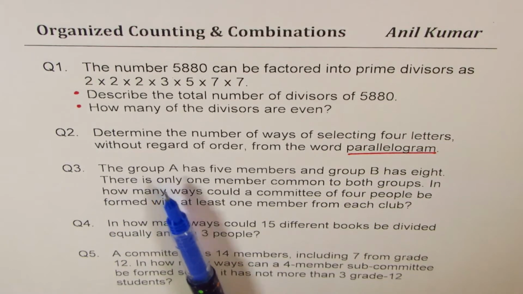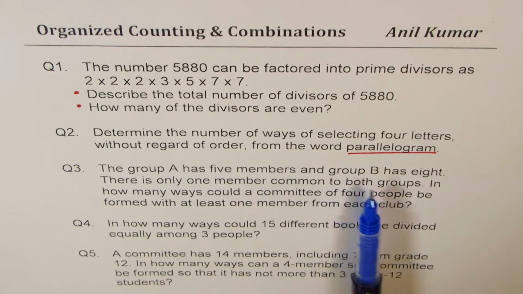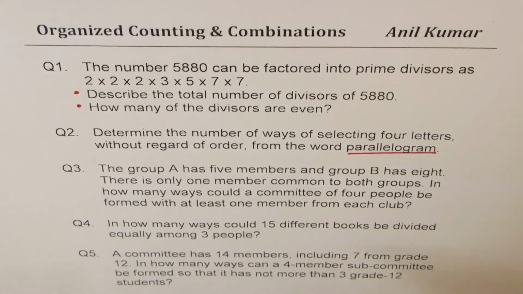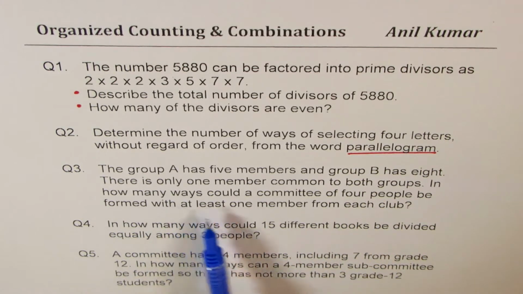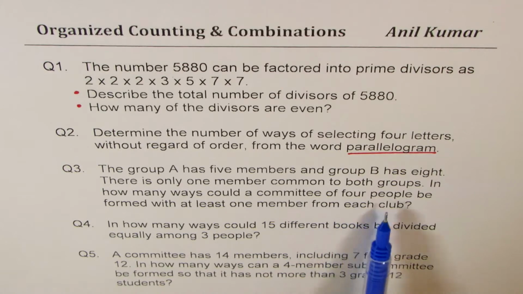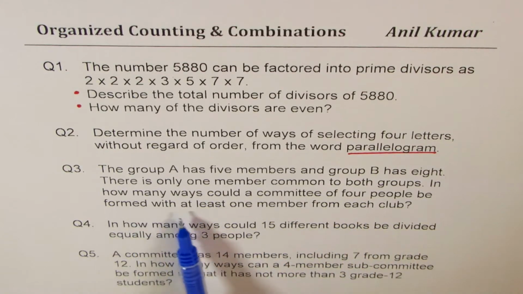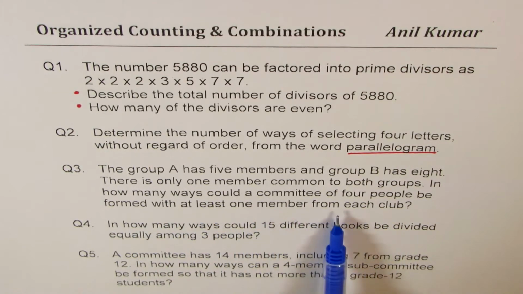Question number 3. The group A has 5 members and group B has 8. There is only 1 member common to both groups. In how many ways could a committee of 4 people be formed with at least 1 member from each group? Correct? Question number 4. In how many ways could 15 different books be divided equally among 3 people?